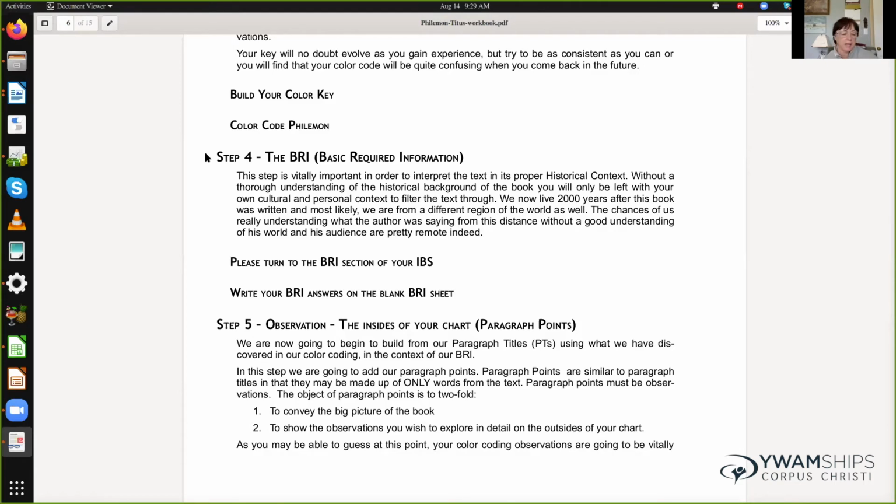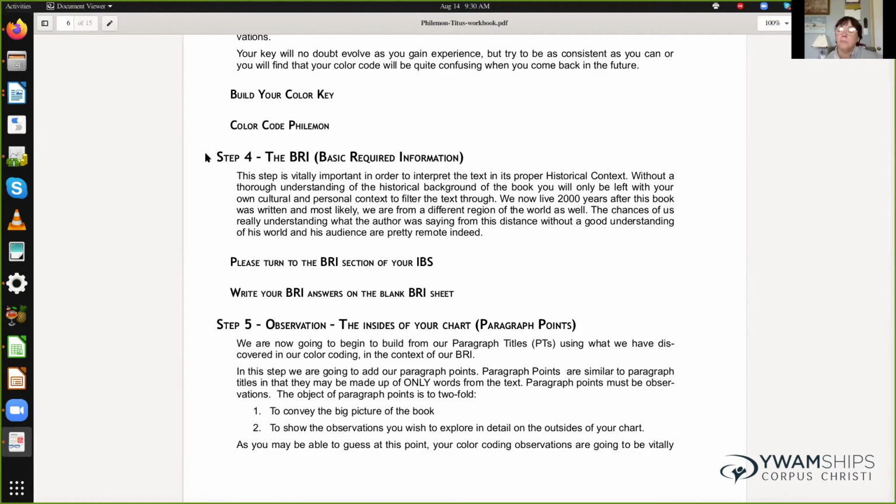So there's a handout in the portal that talks quite a bit about slavery in the Roman Empire. But that's where we do our BRI. There's the critical method, the historical method, the literary method, and then the survey method. And you go through each of those sets of questions, and by the time you're done with it, you should have a pretty good understanding of the world of the original reader and of the author.